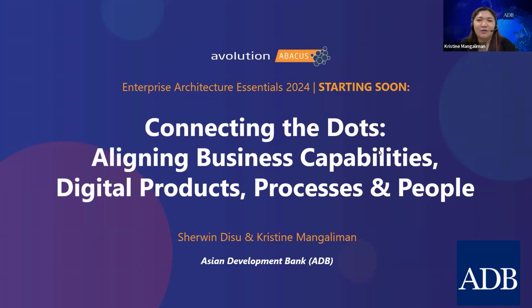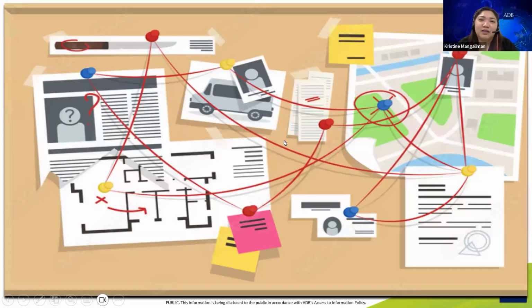Hi, everyone. We're excited to share with you how we use Abacus in modeling our business capabilities and aligning them with our digital products, our processes, and our people. We call the session Connecting the Dots. So, what better analogy to use than a detective board or a crime board?